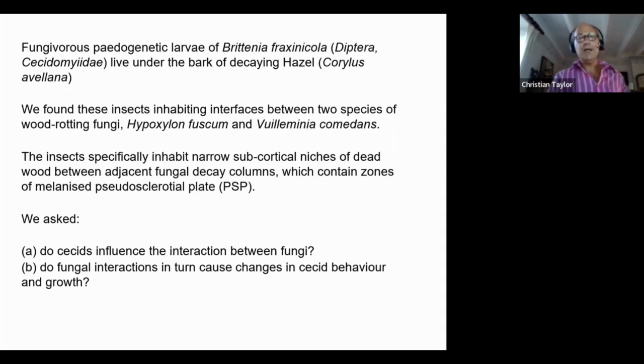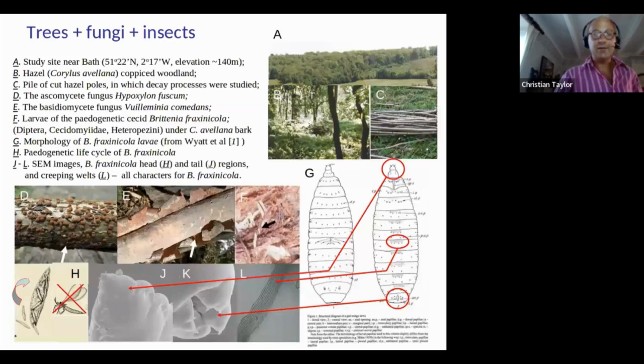And that the insects specifically inhabit narrow subcortical niches of dead wood between adjacent fungal decay columns, which contain zones of melanized pseudosclerotial plates. So we asked ourselves, do cecids influence the interaction between the fungi? If so, how much and how does that work? And is there reciprocity? Do fungal interactions in turn cause any changes in the insect behavior and the growth of the insects? So I'm going to present the results of some of that work, which I'm hoping to publish at some point soon as well.